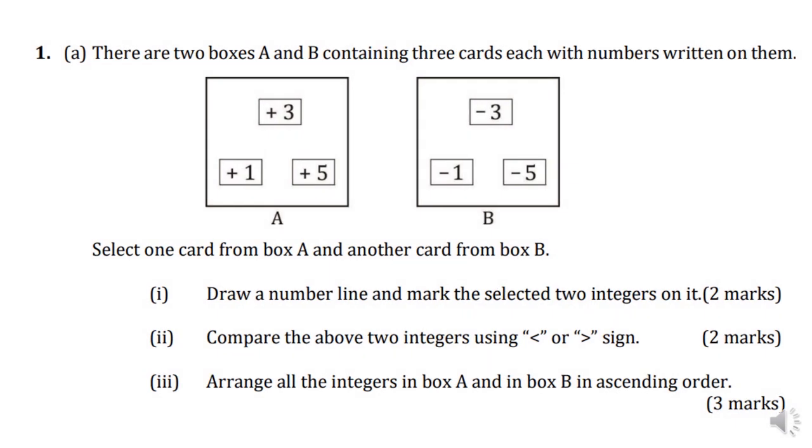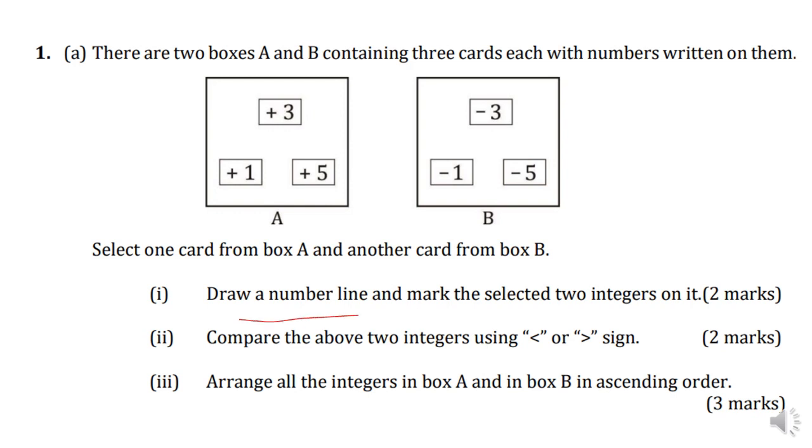In this one, what is the first question? There are 2 boxes, A and B, containing 3 cards each, with numbers written on them. Select one card from box A and another card from box B. Draw a number line and mark the selected 2 integers on it.